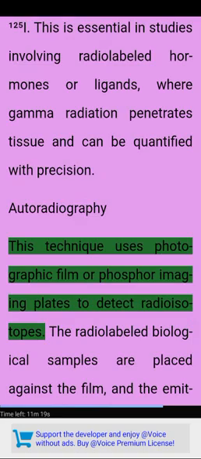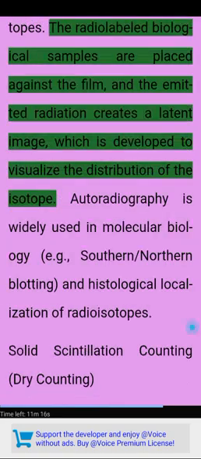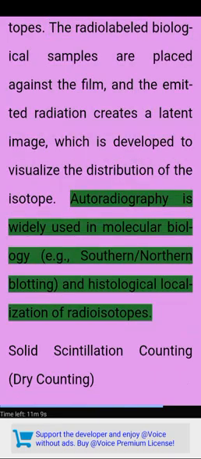Autoradiography. This technique uses photographic film or phosphor imaging plates to detect radioisotopes. The radiolabeled biological samples are placed against the film, and the emitted radiation creates a latent image, which is developed to visualize the distribution of the isotope. Autoradiography is widely used in molecular biology, e.g., Southern and Northern blotting, and histological localization of radioisotopes.